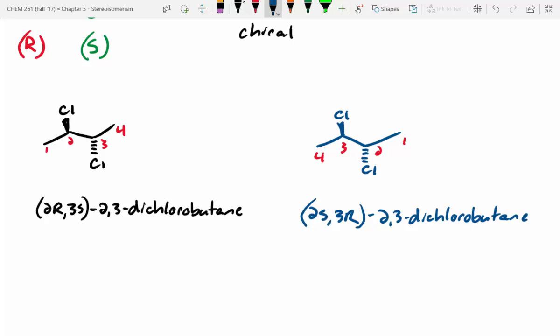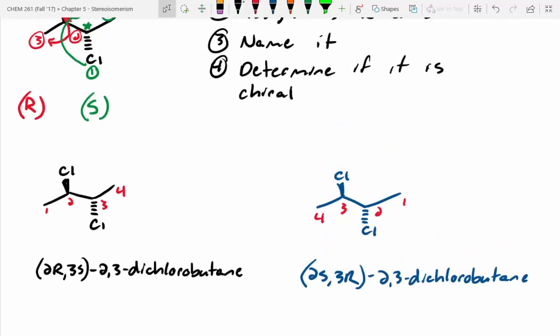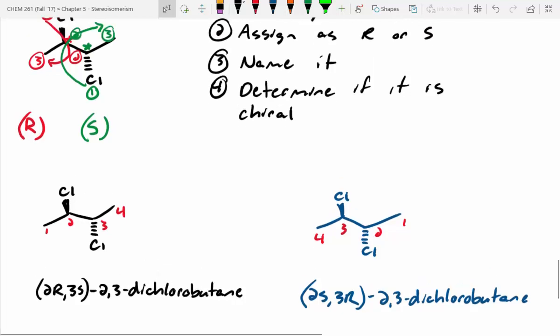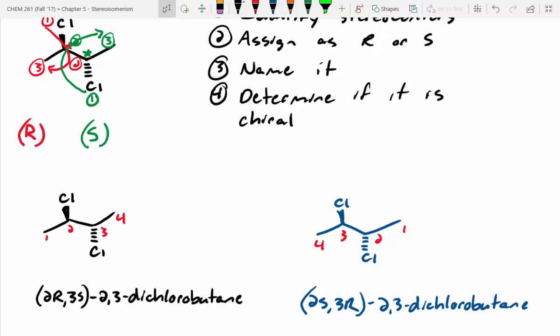Which leads us into the next question. Determine if this molecule is chiral. How many of you think it's chiral? How many of you aren't sure? How many of you are just waiting for me to tell you? All right, so let's go back to our super duper basic rules, right? How do we determine if a molecule is chiral?